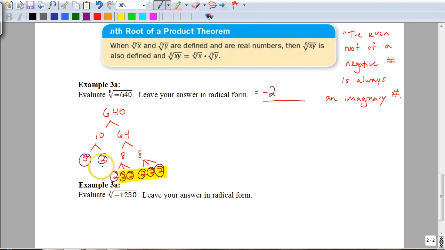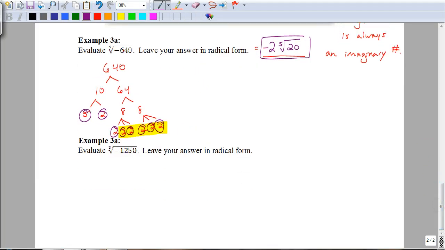But I'm left with 5 times 2 times 2 under the radical. So 5 times 2 is 10, times 2 is 20. So my answer is negative 2 times the fifth root of 20. Now your answer should never leave a negative under the radical. So if you still had a negative underneath there, you did something wrong. So that's why one of the first things I did is I wrote the negative down, so that I wouldn't forget about it, and also that I remember to leave it outside of the radical.